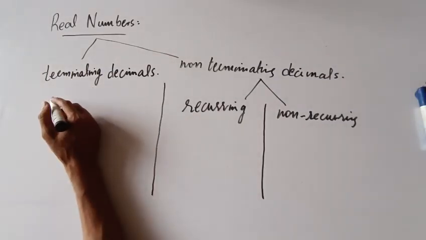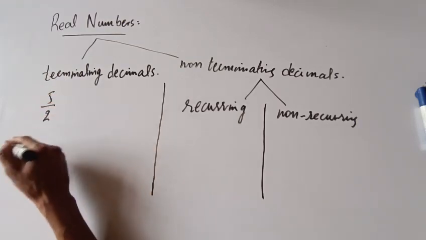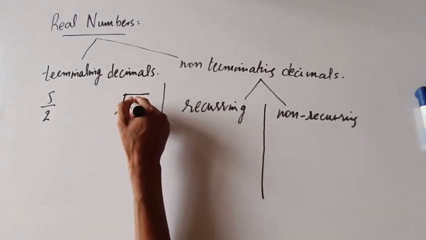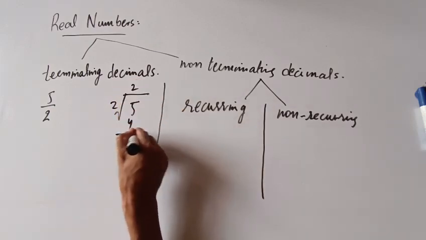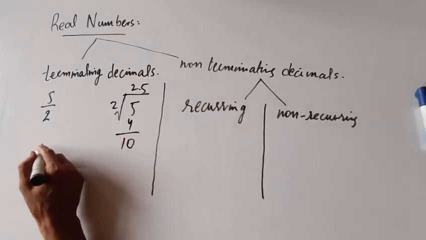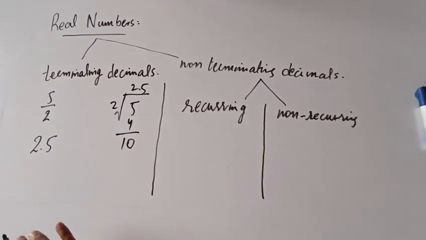Example of terminating decimal is, for example, let's say 5 upon 2. So when you divide 5 by 2, let's check. 2 2s are 4, 2 5s are 10. So now you can see that this is terminated. So this is called terminating decimal 2.5.